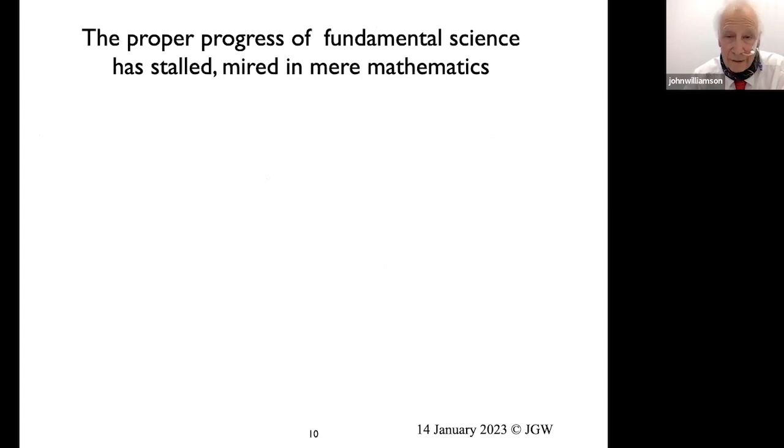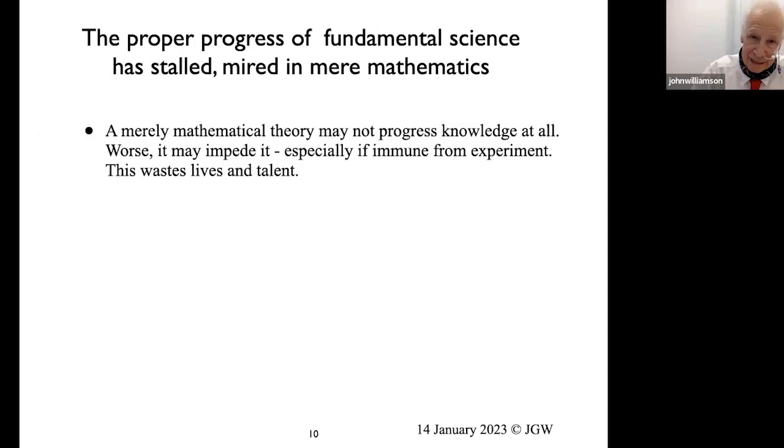But before I do that, I want to have a little rant about mathematics. The proper progress of science has stalled, mired in mathematics. The problem with mathematics is that mathematics can do wonderful things for you. It can allow you to think things you otherwise couldn't think at all. But if you set up a maths with a bunch of axioms, you're stuck in those axioms. You're in an axiomatic space which you cannot get out of. So a merely mathematical theory may not progress knowledge at all. Worse, it may impede it, especially if it's immune from experiment.